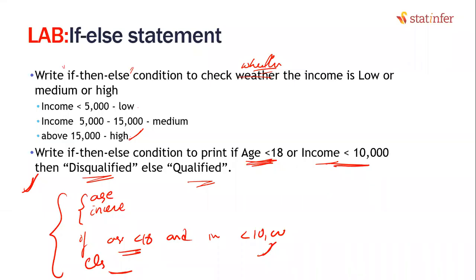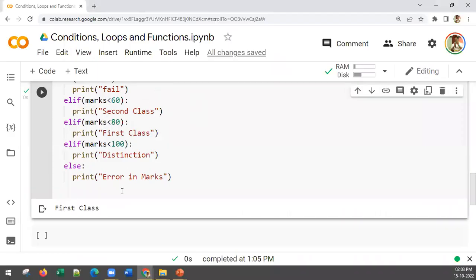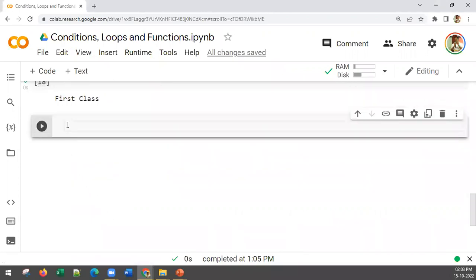Now let us see how to work with a for loop in Python. We just completed if else. Now let us get into the for loop. If you want to run a loop, if you want to run an iterator, how does that work in Python? Let us see.